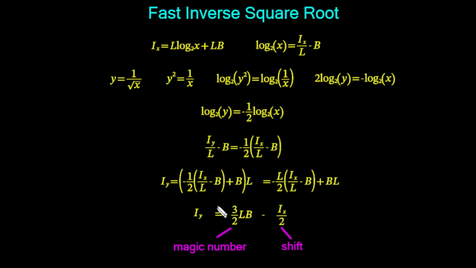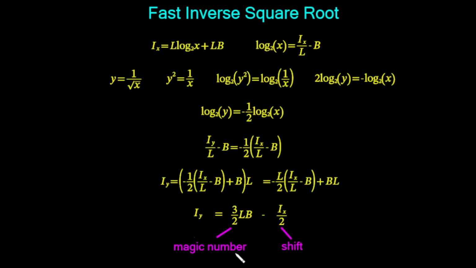One, we've got this here, which is a single number. It's 3 divided by 2 times the value of L times the value of b. So in our 32-bit floating point number system, the L is 2 to the 23, and the value for b is the bias, which is 127. So in our 32-bit floating point number system, this is 3 upon 2 times 2 to the 23 times 127. And this thing here is nothing other than the magic number that people tend to talk about whenever they're talking about this fast inverse square root algorithm.